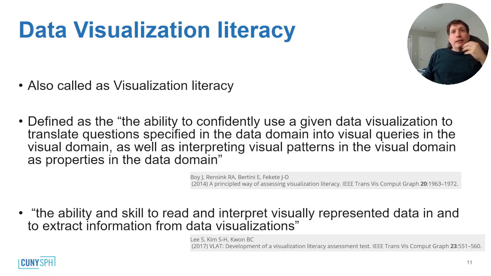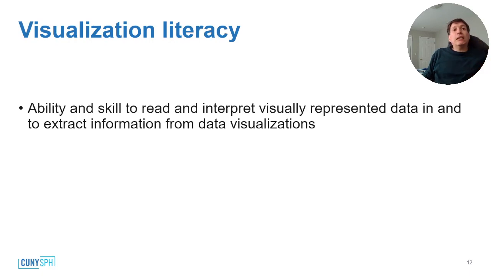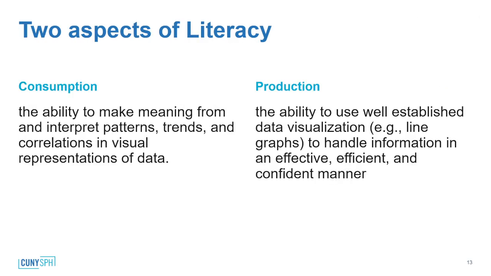Other authors have defined this as the ability and skill to read and interpret visually represented data and to extract the information from that visualization or representation. At the end, it is an ability or skill to read and interpret visually presented data and to extract information from that data. But we need to take into account two important aspects of literacy, because literacy always has two sides: the side of consumption and the side of production.